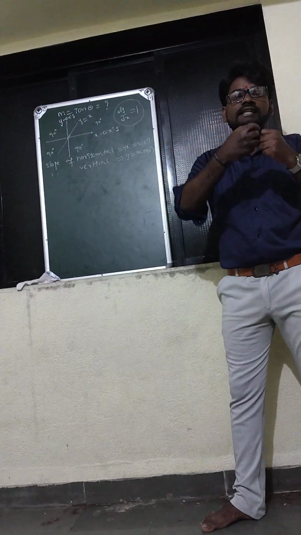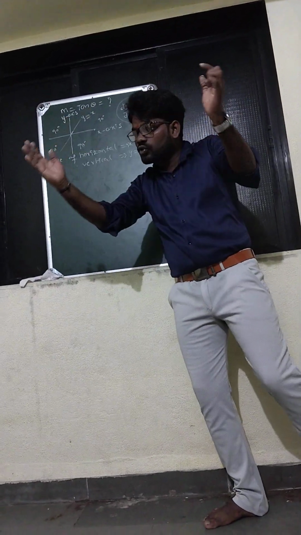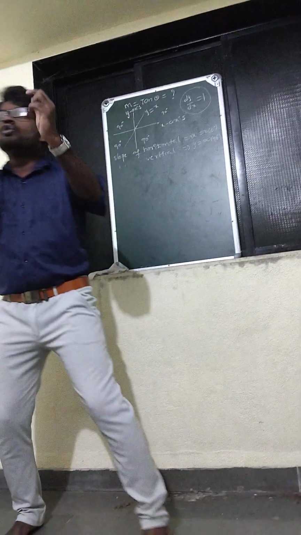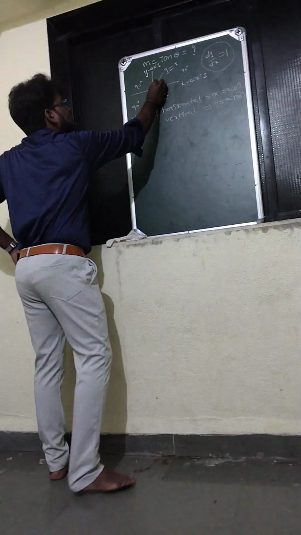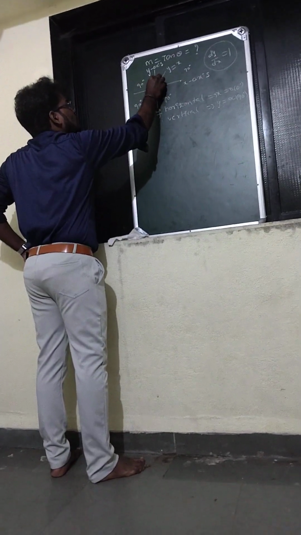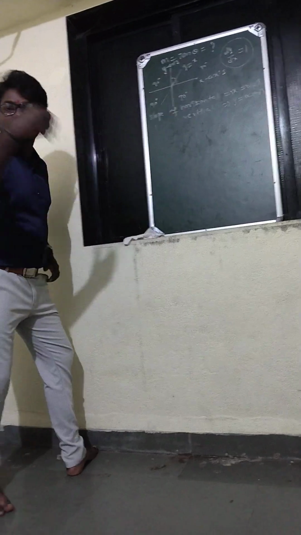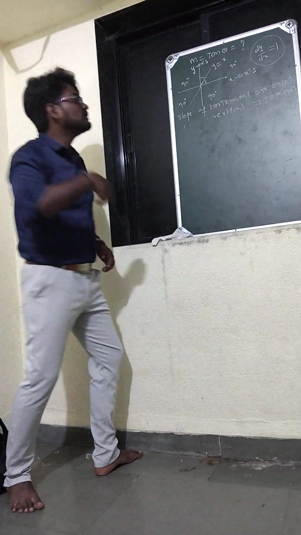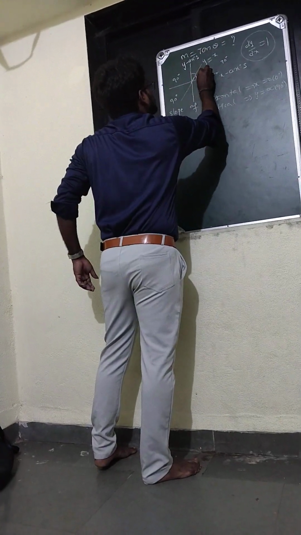What is the meaning of bisecting? Cutting into two equal parts. Here it is 90 degrees, so cutting into two equal parts is 90 by 2. What is the value of 90 by 2? 45.